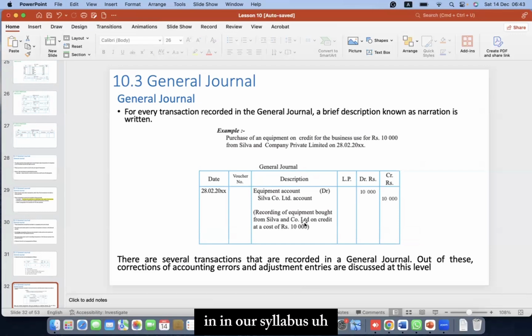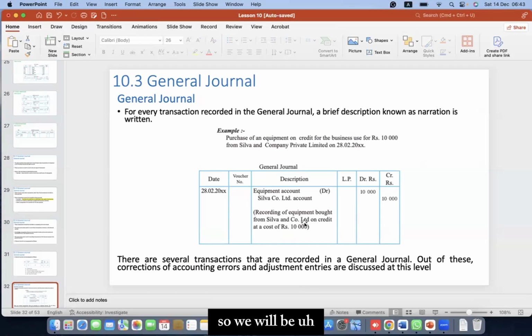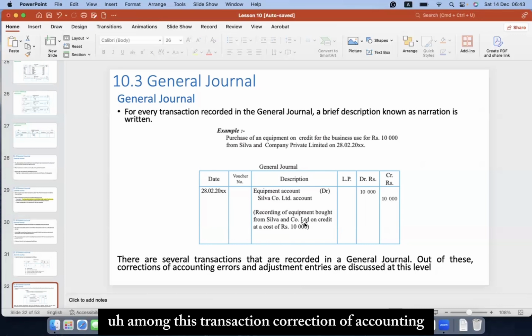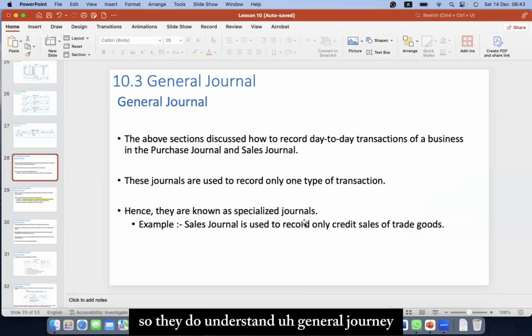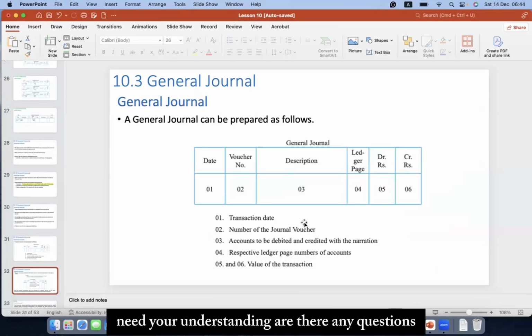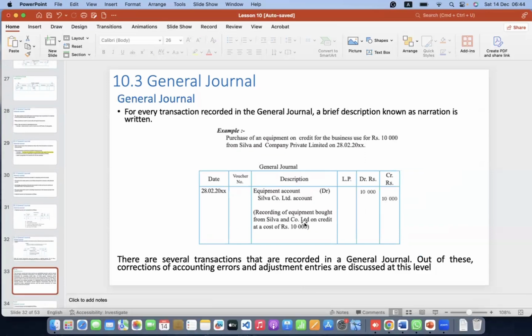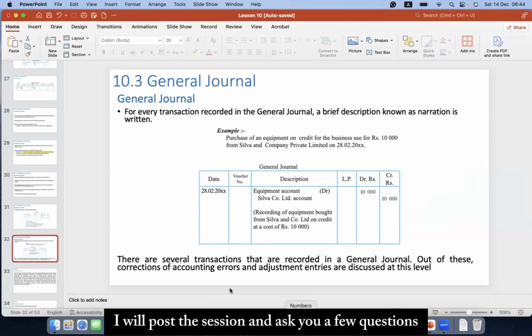In our syllabus, there are different transactions recorded here. Among these transactions, correction of accounting errors and adjustment entries are discussed at our level. Okay. So did you understand the general journal? Did you understand it? Are there any questions? So let's go to the note. Before that, I will pause the session and ask you a few questions. Okay.